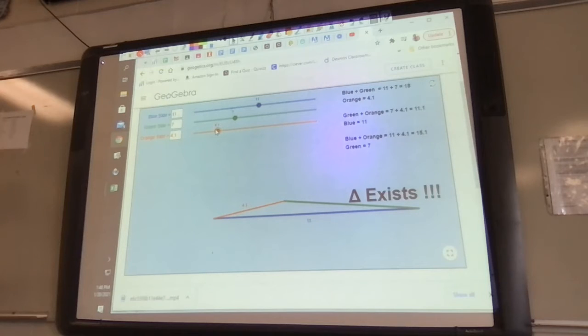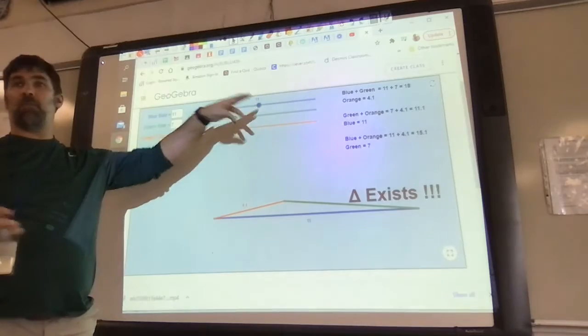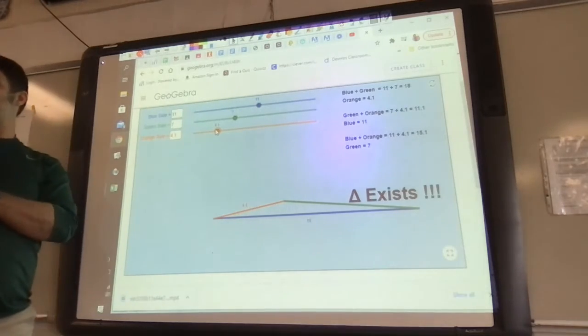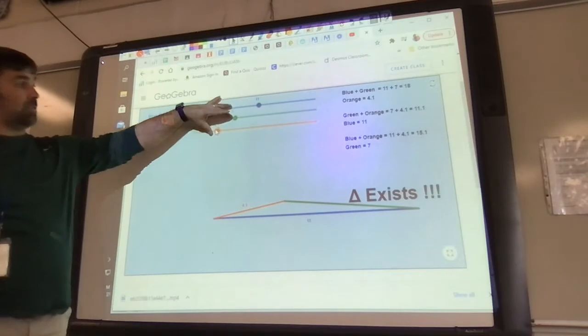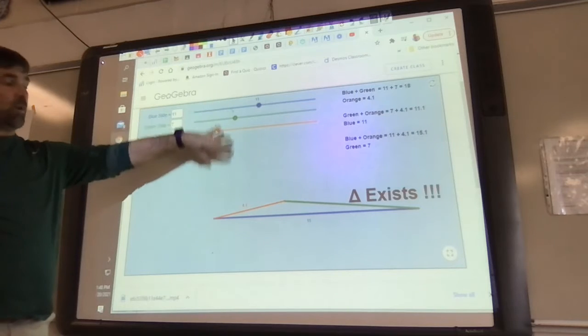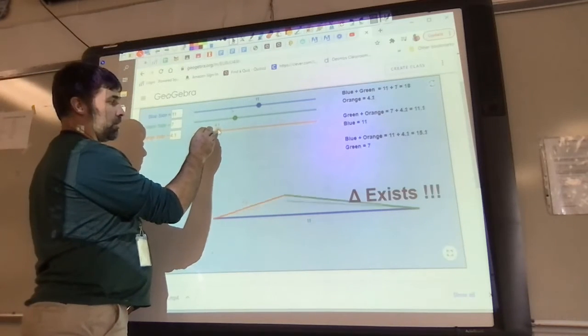Because 4 plus 7 is 11. Won't make it a triangle. Exactly. So if it's 4, it won't work because 4 plus 7 is 11. The two smallest have to be bigger than the third, right? But 4.1 would work because now all of a sudden this is 11.1. Small triangle, but it will make it. So it's got to be bigger than 4. All right, let's keep going.